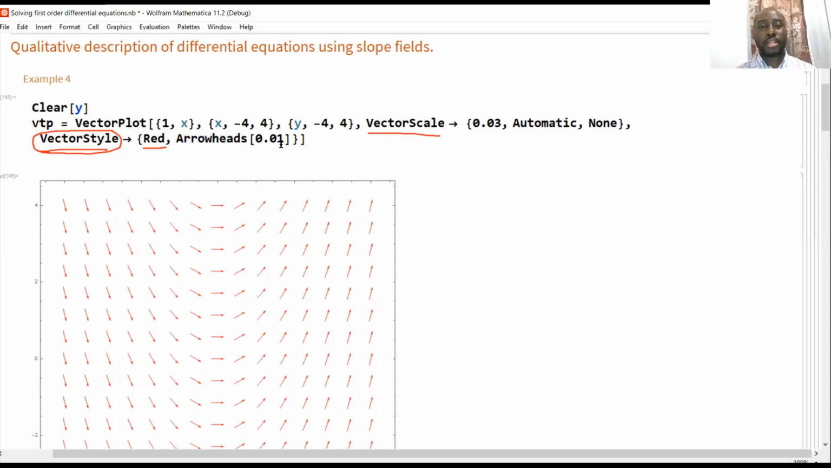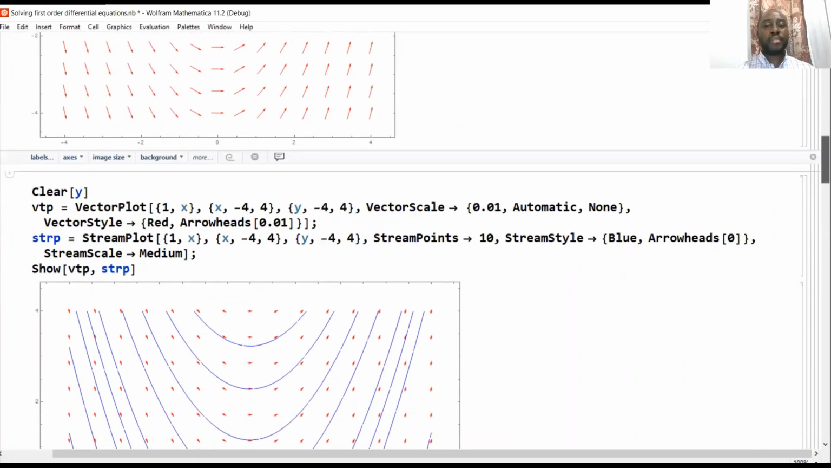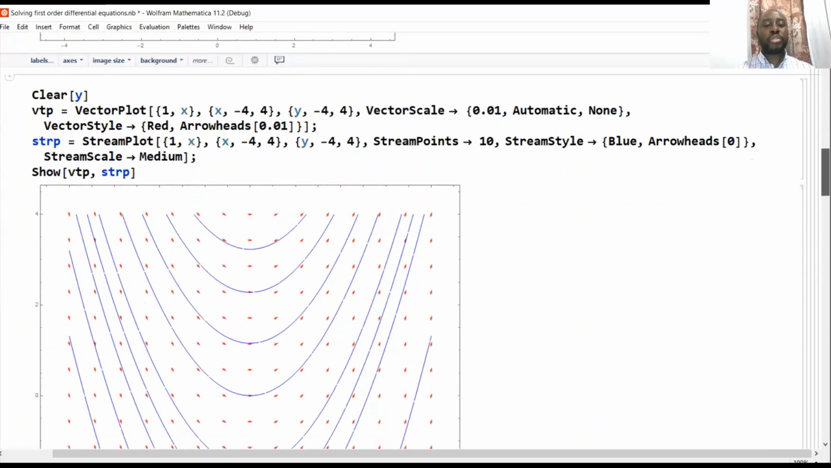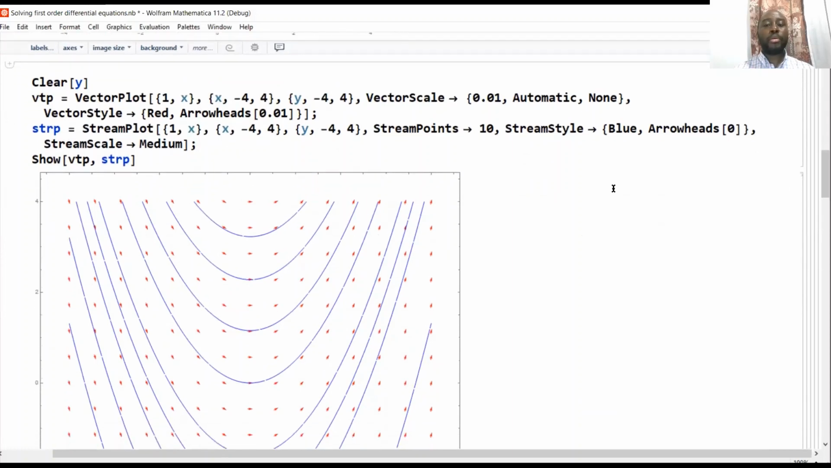Okay, and then that's it. That's all. Most of the things that you need to play with. The rest, you just press Shift Enter, and then it displays your slope field. All right. So that's it for the slope field. Now, if I want to introduce solution curves, I have to introduce a new function called stream plot.